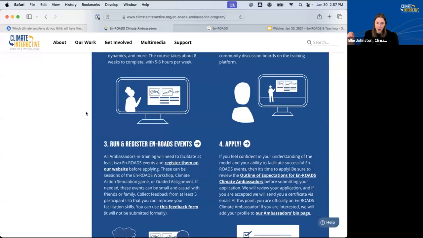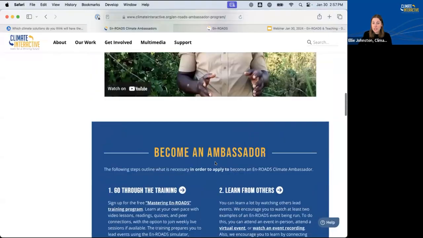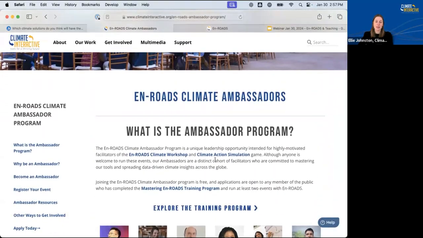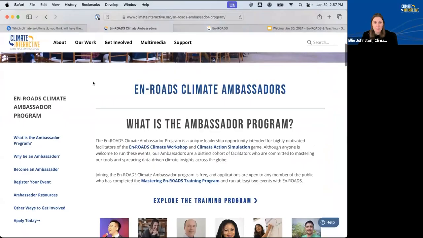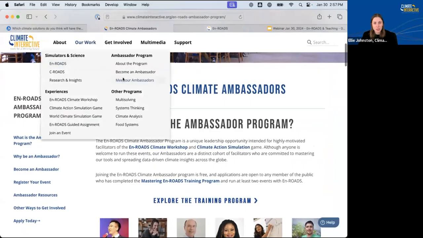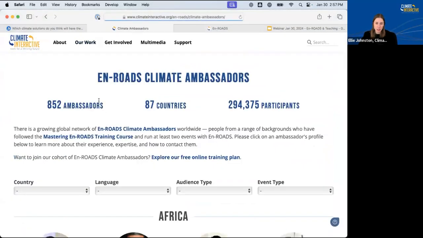Necessarily, we're a nonprofit. We can't do this entirely for free. And so we're always looking for ways to highlight the impact and be reassured that this is working as an approach out there. So register events, and then you can apply to become an En-ROADS Climate Ambassador yourself. And then to stay an ambassador, you just have to run 2 events each year, and we will feature you in our ambassador directory.